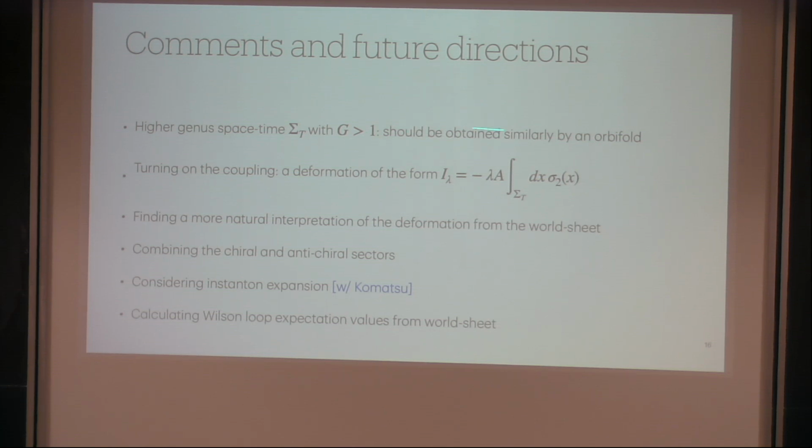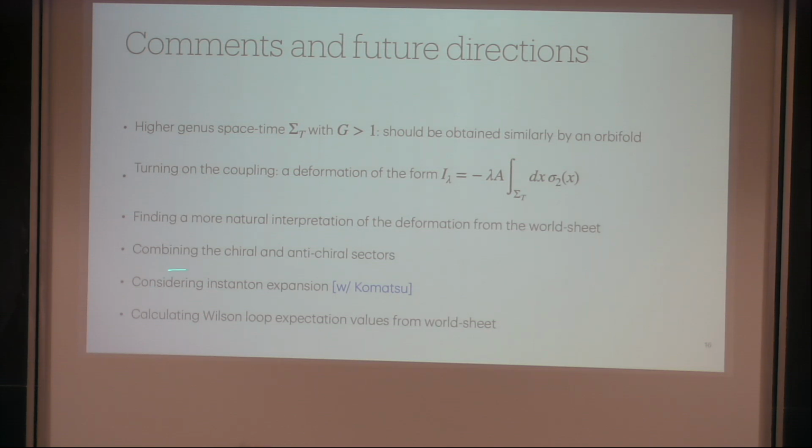Okay, so some comments and future directions. First, we haven't yet done the case of higher genus target space. This should be obtained by doing some orbifold on the string theory and seeing if we can reproduce the partition function. Another thing is to turn on the coupling. This is complicated, as you heard. But for example, just a simple branch contribution should be some deformation on top of the other deformation that I was discussing of this sort. And another thing that is interesting is to find a more natural interpretation of this deformation that I discussed from the worldsheet, so that I don't have to perform any deformation.